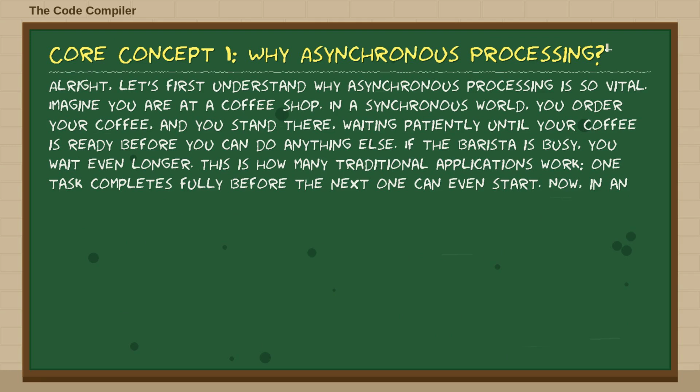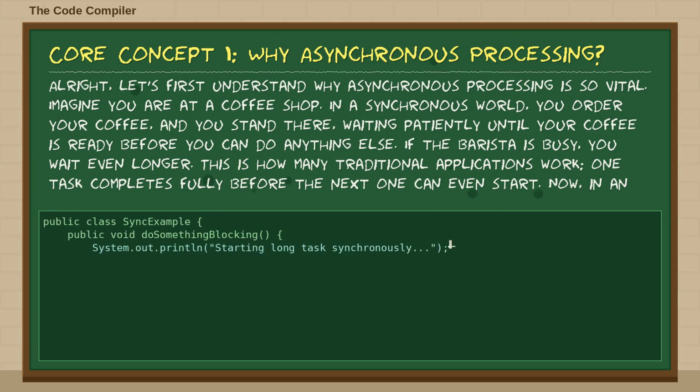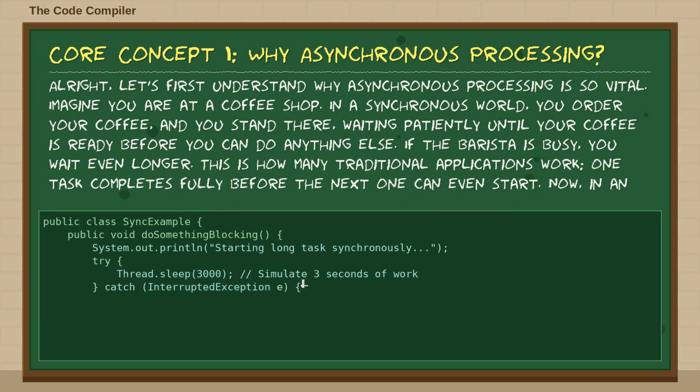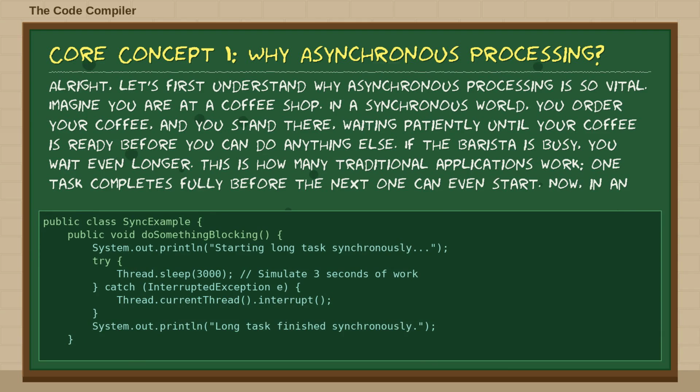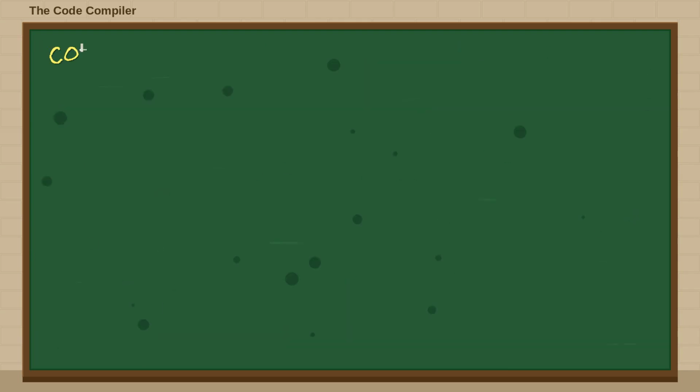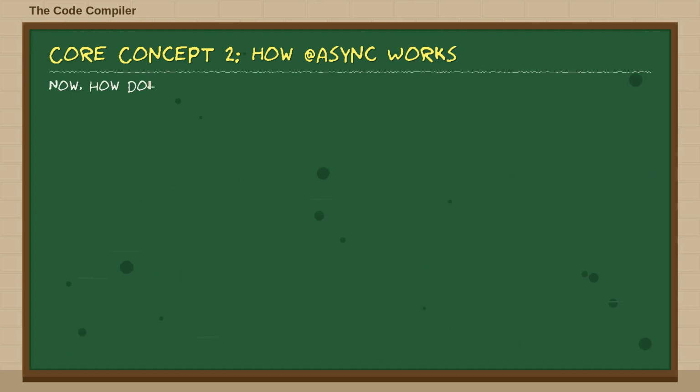In Java, this translates to long-running operations like database calls, external application programming interface requests, or complex calculations. If these tasks run synchronously, they block your main application thread, making your application slow and unresponsive. Asynchronous processing allows these tasks to run in separate threads, freeing up your main thread to handle other requests immediately. This significantly improves user experience and application throughput. Now, how do we achieve this magic in Spring?